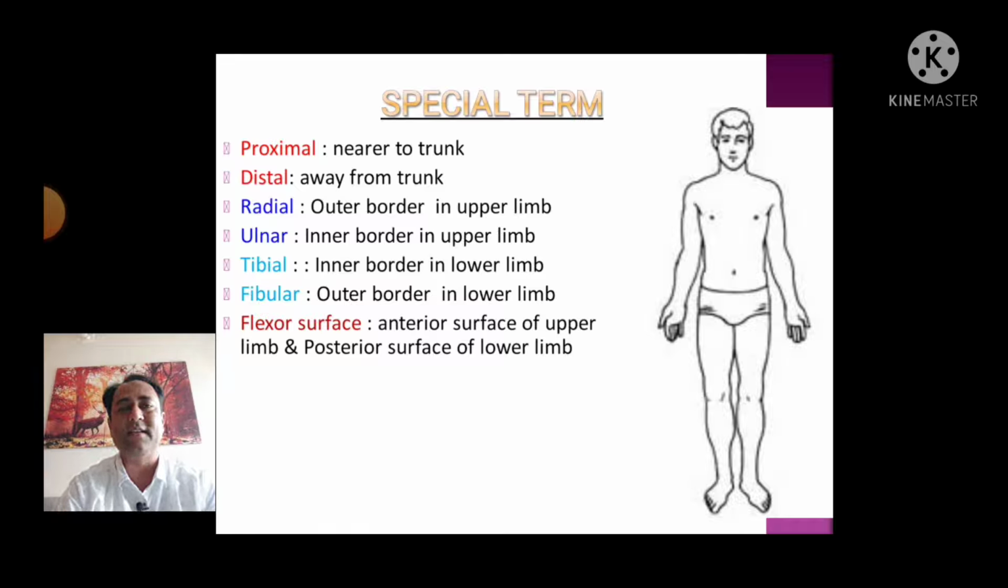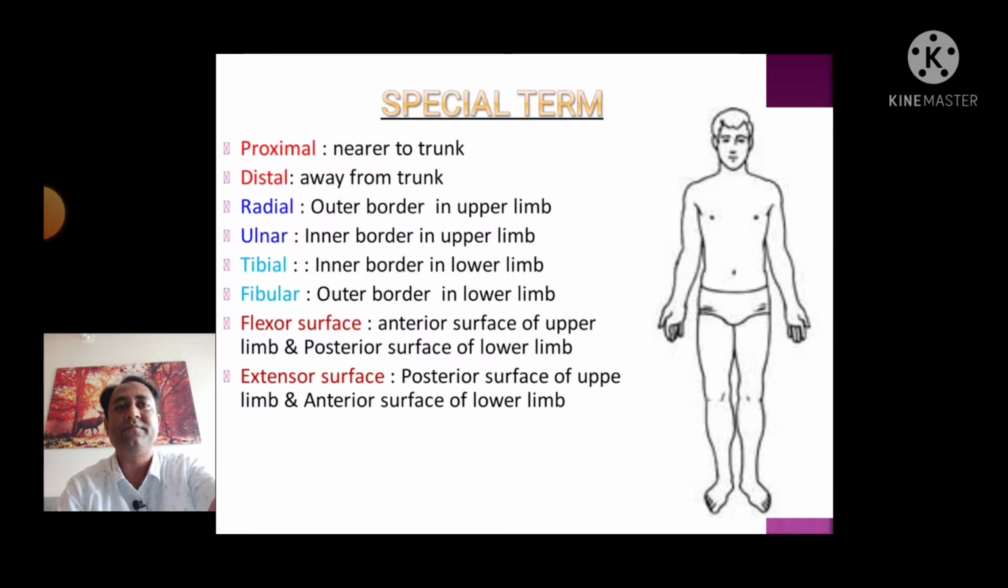Why is it called flexor? Because flexion occurs through these surfaces. Flexion means folding. In the upper limb, where will the folding happen? From the front. In the lower limb, where will the folding happen? From the back. Okay, so the surface from which the limb folds is called the flexor surface.